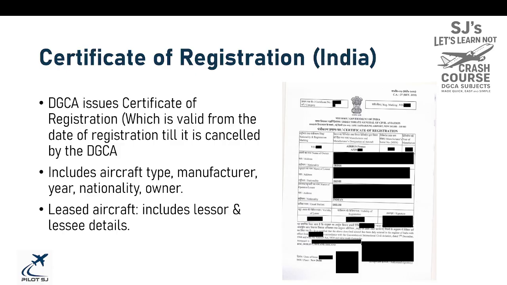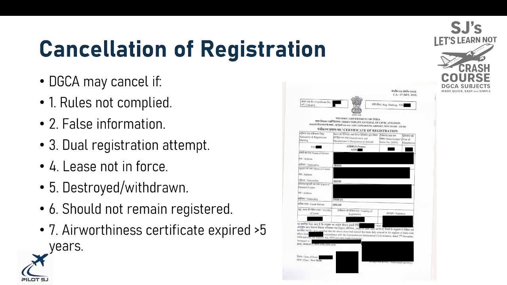Certificate of registration. In India, DGCA issues the certificate of registration, and it includes the aircraft type and manufacturer, year of manufacture, owner details, and for leased aircraft, lessor and lessee information, and it stays valid until the DGCA cancels it. Cancellation of registration. The DGCA may cancel the registration if rules are not complied with, false information is given, aircraft is trying to do a dual registration, the lease expires, aircraft is destroyed or withdrawn, it should not remain registered, and airworthiness certificate has expired for more than 5 years.